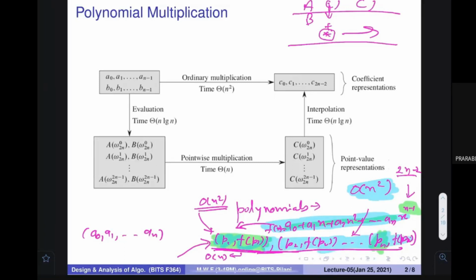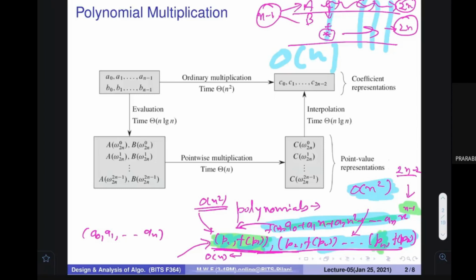You can find the addition and multiplication in order of n time, provided enough points are given. If 2n points are given and the highest degree term is n minus 1, then you can find the multiplication. What do I mean by multiplication? That they are in the same format. So this would be another function. For example, f(x) and g(x) are multiplied and you get some k(x), another function.